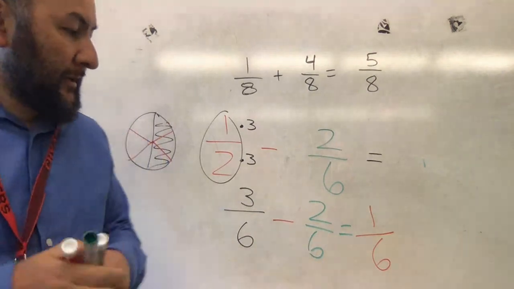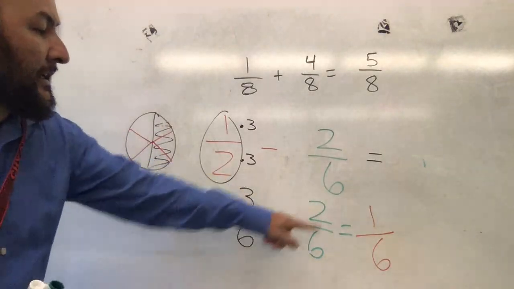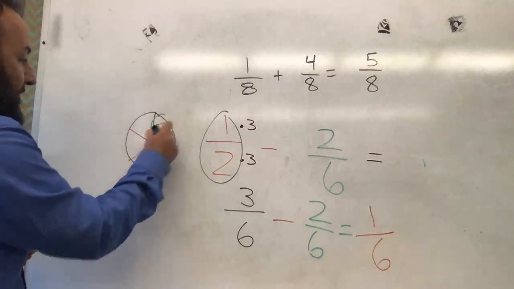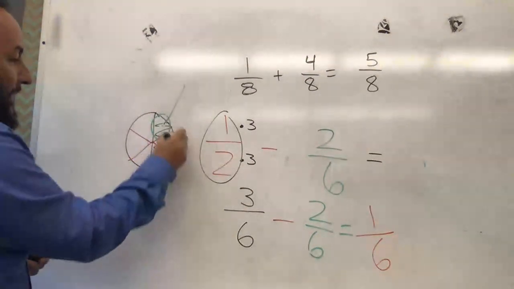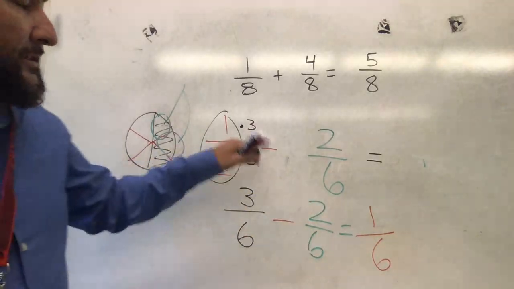Remember, once you have the denominators the same, all you do is add or subtract the numerator, the top number, okay? Leave this alone, okay? So I had 3 slices out of 6, and I gave somebody 2 of them. I gave somebody this one, bye-bye, and that one, bye-bye. So what do I have left? 1 out of 6, okay?